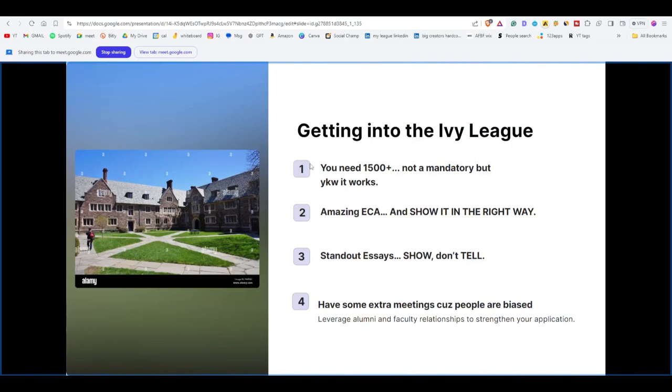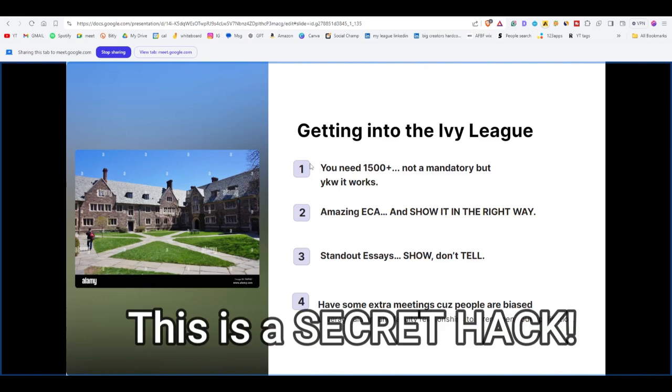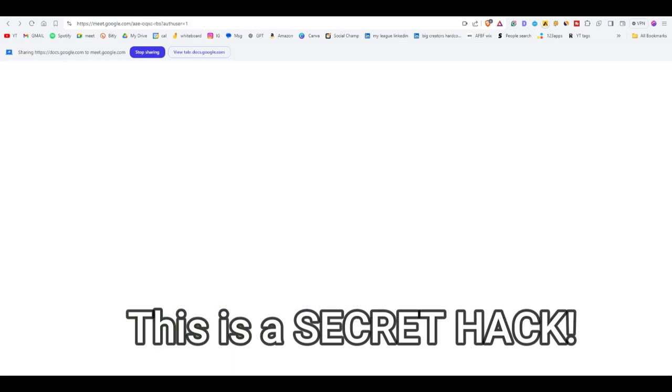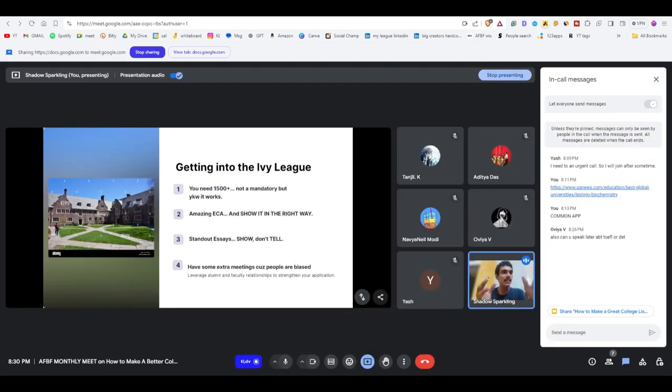So getting into an Ivy League, SAT score around 1500. It's not a mandatory thing, but the thing is, guys, I recently talked to a PSC counselor. What he told me is that SAT scores are not mandatory, but when they see that this person has submitted an SAT score and he is 1500 above, there is some kind of thing in their head, they become a little biased, okay?